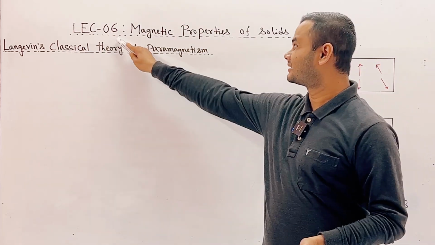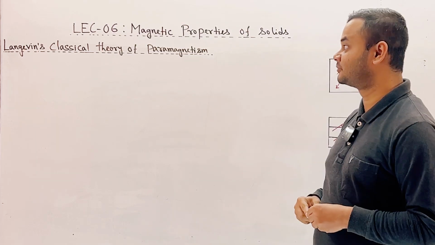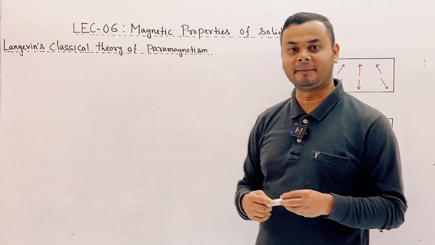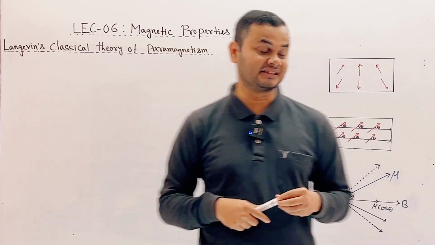This is lecture number 6 on magnetic properties of solids. Today I am going to teach you Langevin's classical theory of paramagnetism. So without further delay, let's get started.